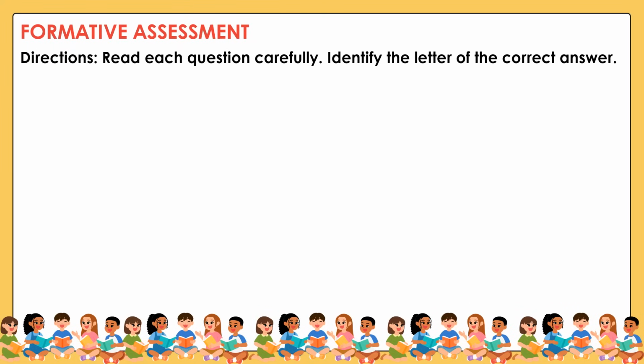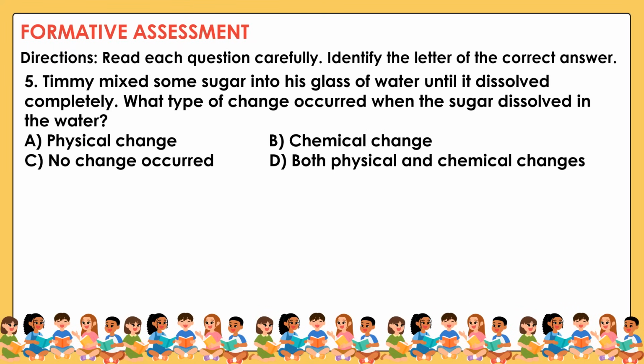Number 5. Timmy mixed some sugar into his glass of water until it dissolved completely. What type of change occurred when the sugar dissolved in the water? A. Physical change, B. Chemical change, C. No change occurred, or D. Both physical and chemical changes. The correct answer is letter A. Physical change.